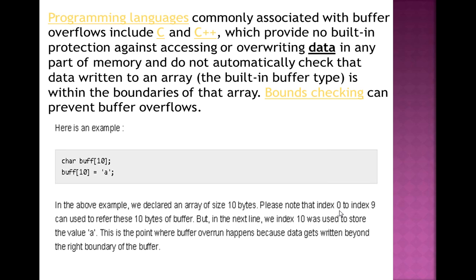But in the next line, index 10 was used to store the value A. But the valid range is from 0 to 9 and this is used as 10. So this is an error, or this is a buffer overflow. This is the point where buffer overrun happens because data gets written beyond the right boundary of the buffer. That is, data is written beyond the boundary. Here the boundary is from 0 to 9. It is written at the 10th location, so it is going beyond the right boundary.